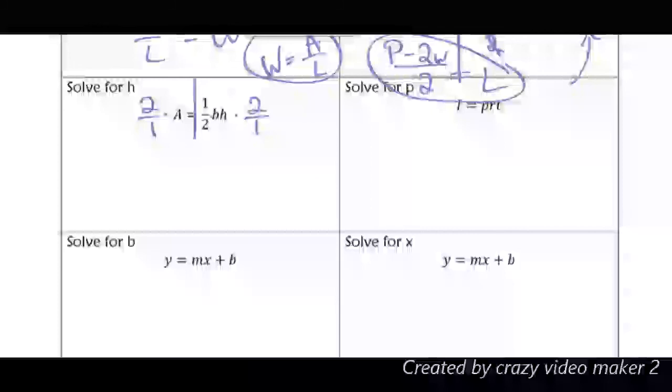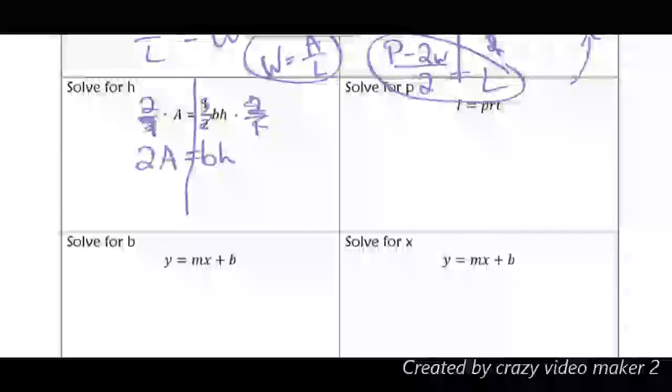On the right side, it's going to cancel out. Leaves me with B times H on the right side. And on the left side, I'm going to actually simplify that. I'm not going to consider this a fraction right now. I'm just going to multiply by 2. Which leaves me with 2 times A, or just 2A.